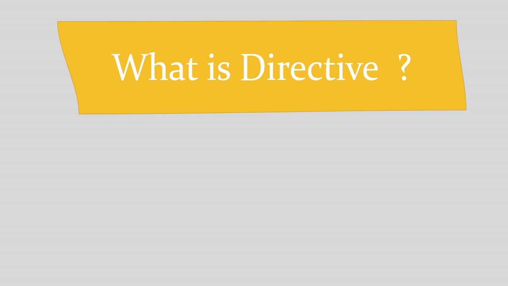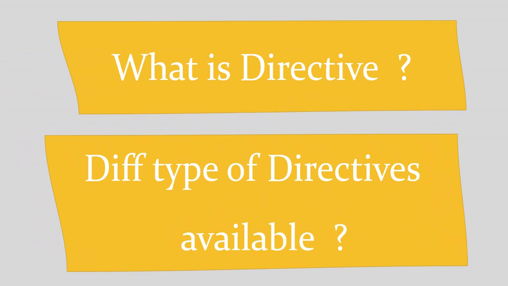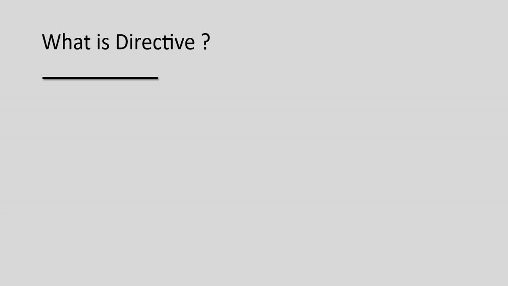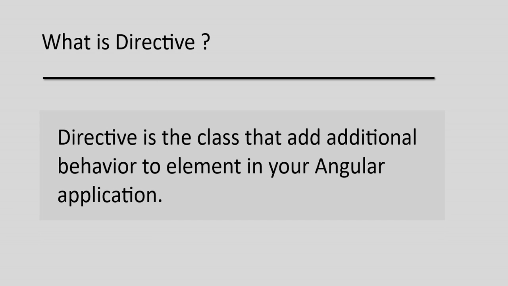In this session, we are going to discuss what a directive is and what different kinds of directives are available in Angular, and we'll see an example for each type of directive. What is a directive? It is an interview question. So a directive is a class that adds additional behavior to an element in an Angular application.